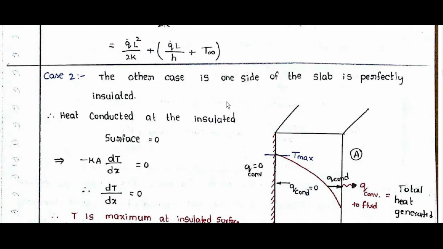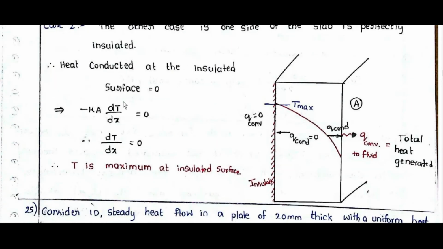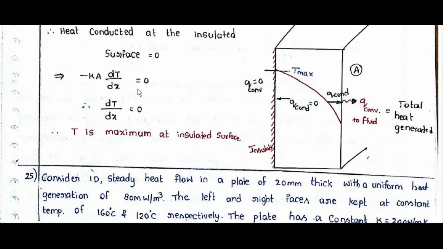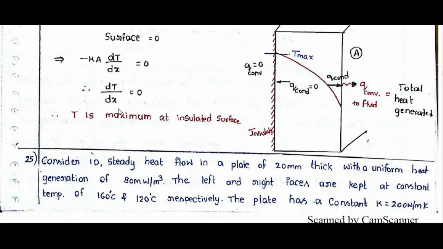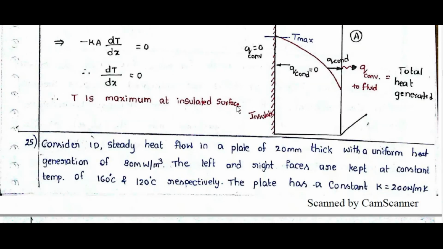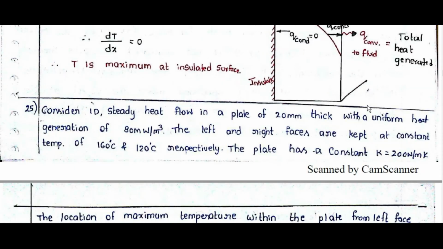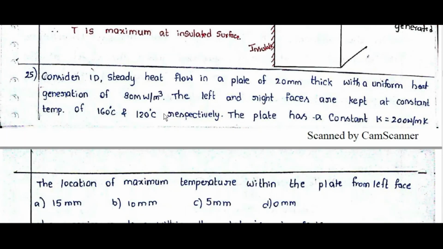Case 2, the other case is one side of the slab is perfectly insulated. Heat conducted at the insulated surface is equal to 0, minus kA dT by dx is equal to 0, so dT by dx is equal to 0. T is maximum at the insulated surface. T max, parabolic. Q conduction total is equal to total heat generated.